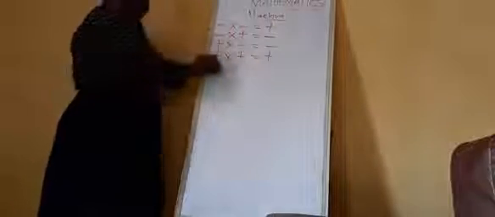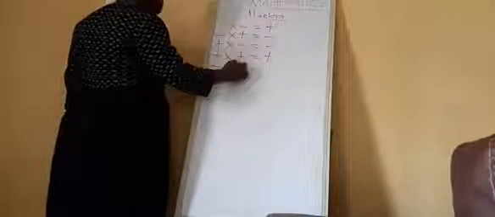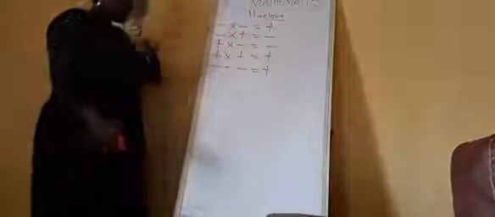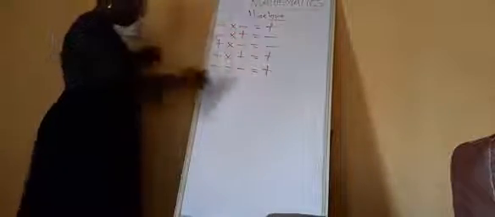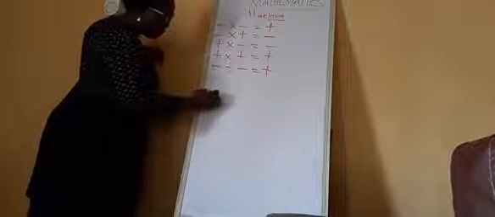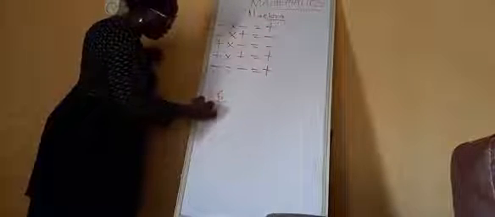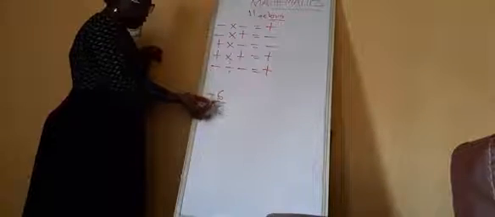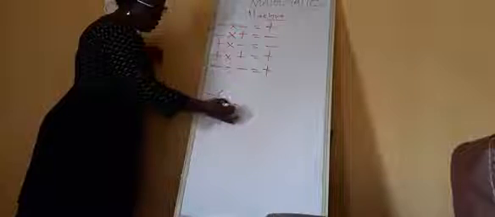So when it comes to division, how are we going to do it? Minus divided by minus is always plus. That is what we did. For example, when you have minus 6 divided by minus 6, minus divided by minus is plus. This minus divided by minus will turn to plus.